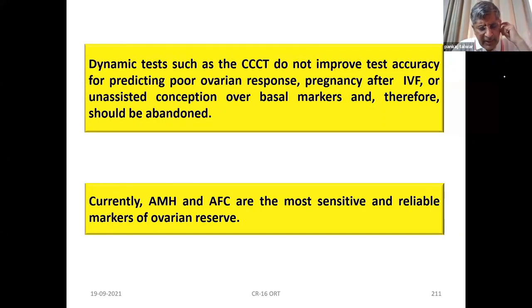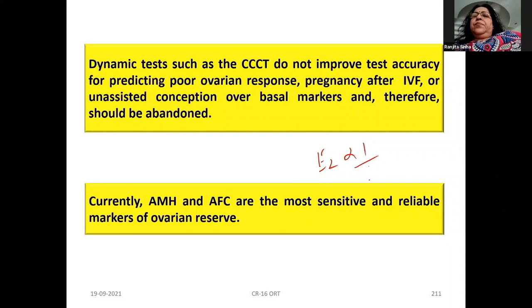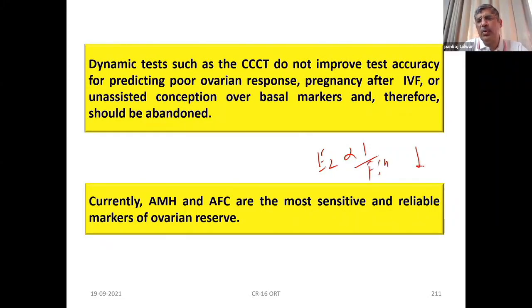In case we give clomiphene from day two to day six, the woman will make estrogens, and E2 will suppress the FSH. I told you that E2 and FSH are inversely related. We already spoke about that. Fantastic. So when E2 goes high, then FSH will have to go low.